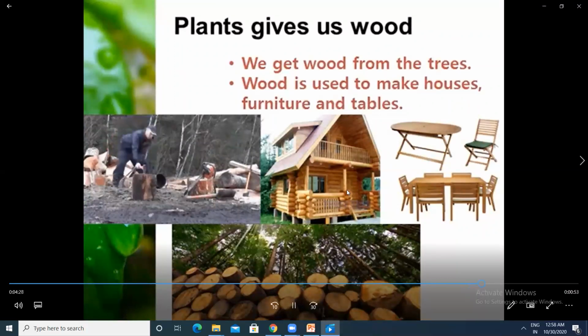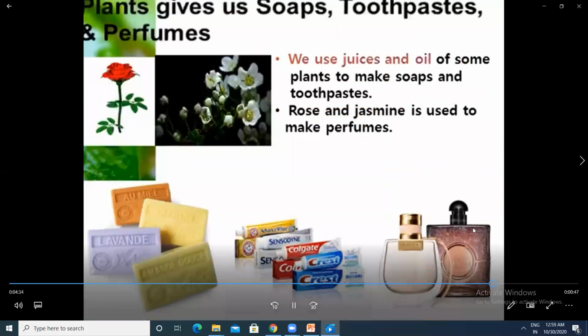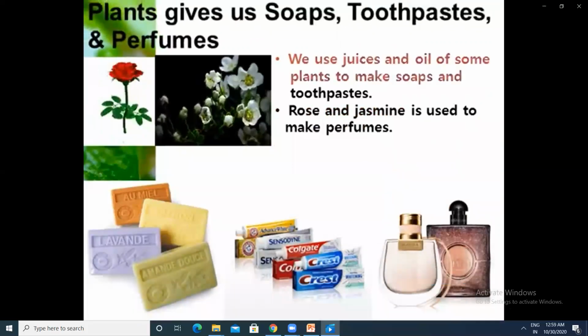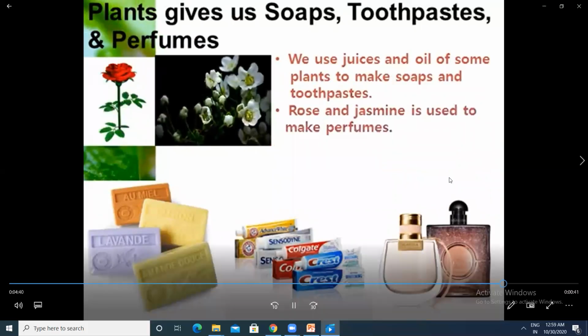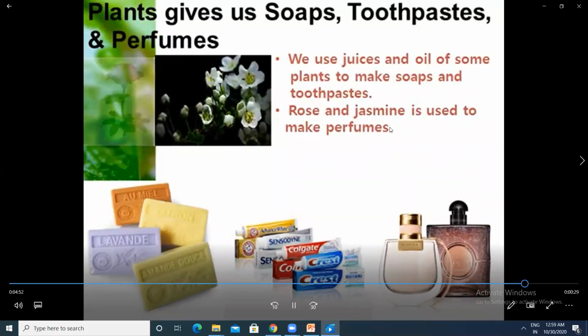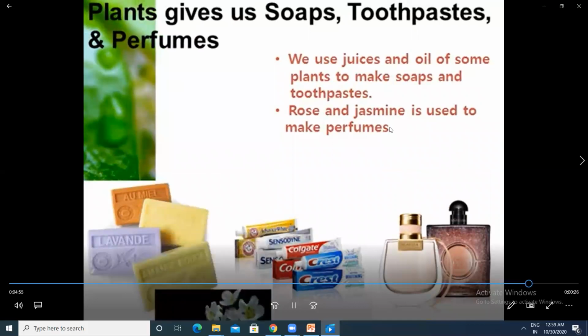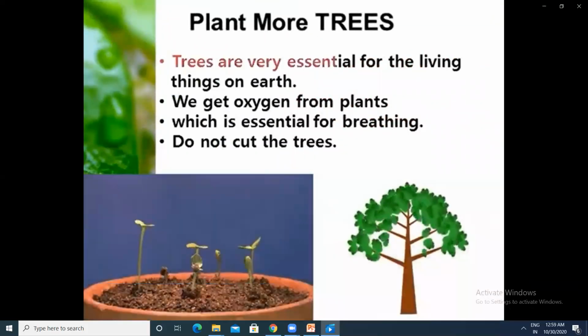Now what will be the next use? Because we have a number of uses now. So children, plants give us soap, toothpaste and perfumes. How can we get them? We use juices and oil of some plants to make soaps and toothpaste. Also rose, jasmine and lavender have very good fragrance, so we can use them for making perfumes.